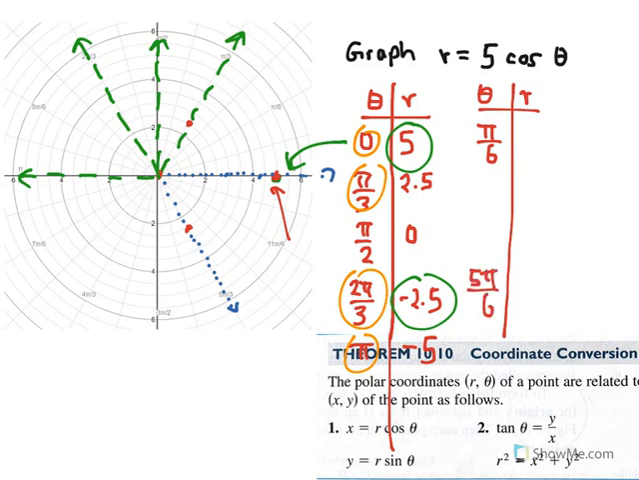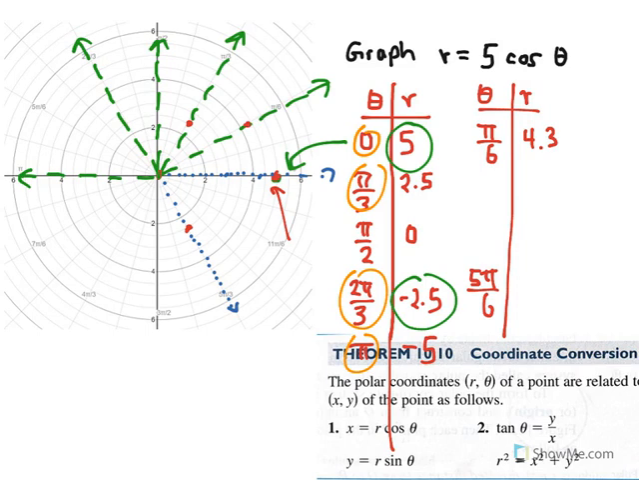So cosine of pi over 6 is square root of 3 over 2, and then you multiply that by 5. That gives you approximately 4.3. So you have pi over 6, and you locate a point that's 4.3 units from the pole along that radial line. It would be about here.